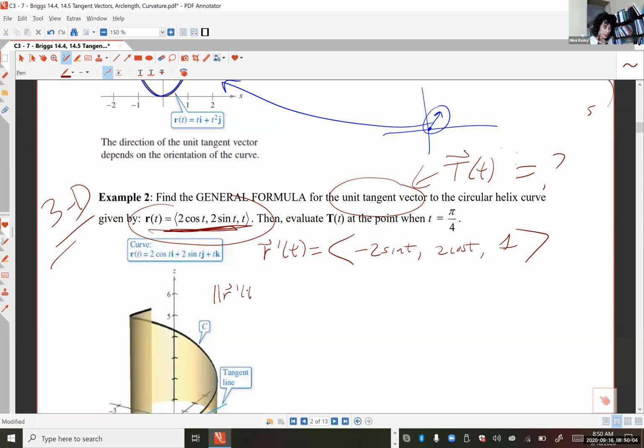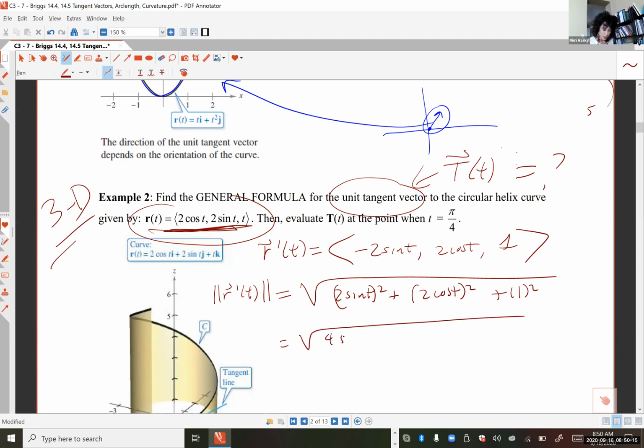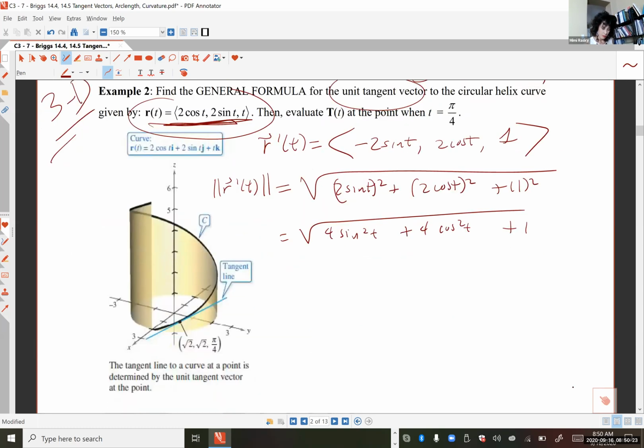You are going to need to go get the magnitude, so when you put it all together, okay. Now, is this totally simplified or not? No.